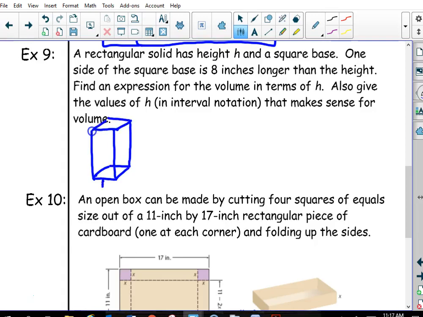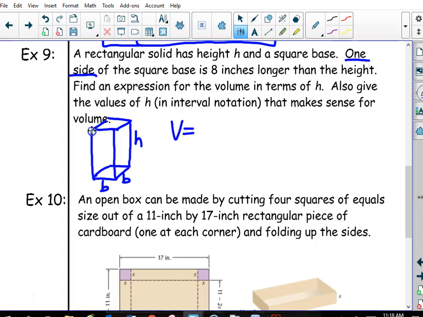So our base is here, and our height is here. Now, I don't like the phrasing here. One side of the square base, it's the one side that bothers me, because if it's a square, then both sides of the square base are 8 inches longer than the height. Okay, find an expression for the volume in terms of h.